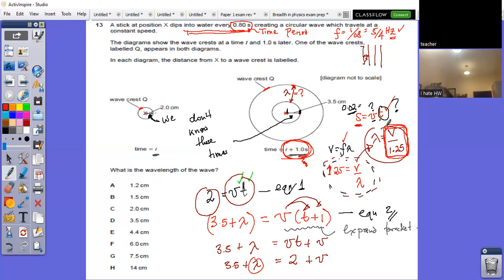And then 3.5 minus 2 equals V minus V over 1.25. Okay, and what do you get as your V? 3.5 minus 2 is 1.5, which equals V minus V over 1.25. So you do 1.5 times 1.25. Oh, I'll do it again.